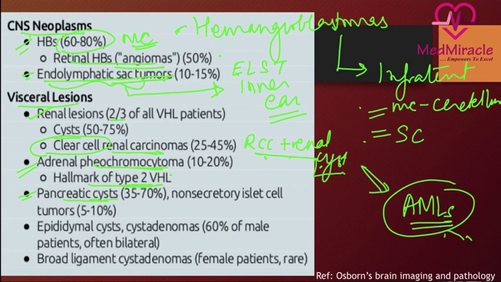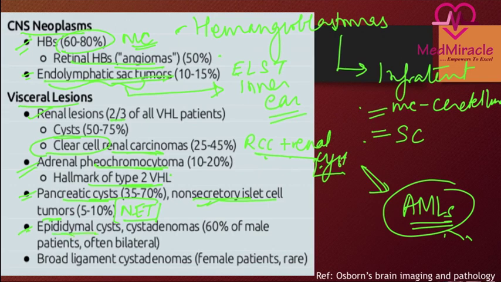Coming on to the pancreas. Pancreatic cysts, again like kidney, there will be cysts in the pancreas. There will be non-secretory islet cell tumors or NETs. NET stands for neuroendocrine tumors. So this is the latest name for these tumors, and they will typically be non-secretory islet cell tumors.